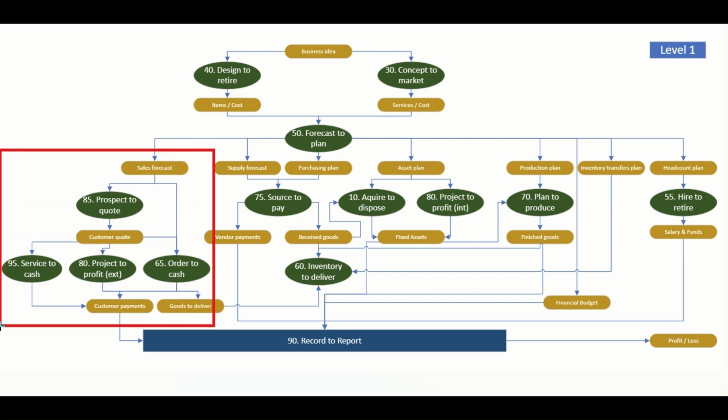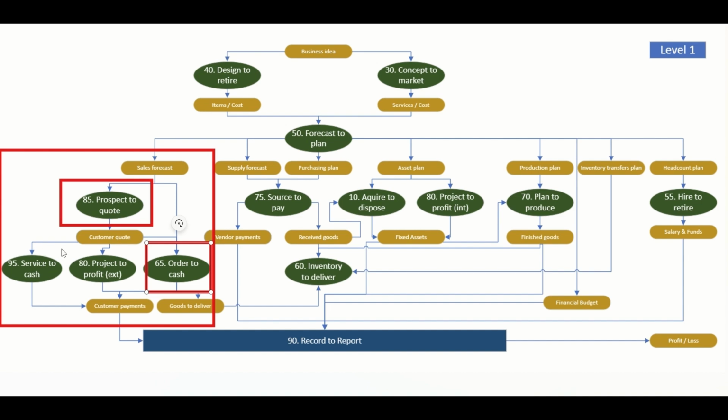The first group consists of sales-related processes. The prospect-to-quote scenario, ID 85, includes activities from lead generation to the accepted quote by a potential customer. The order-to-cash scenario, ID 65, covers all types of sales, wholesale and retail, across all modern sales channels: brick-and-mortar stores, point of sale, call center, e-commerce.